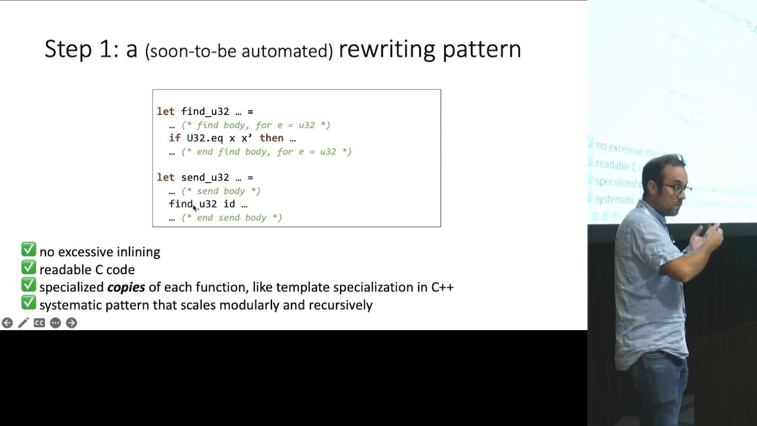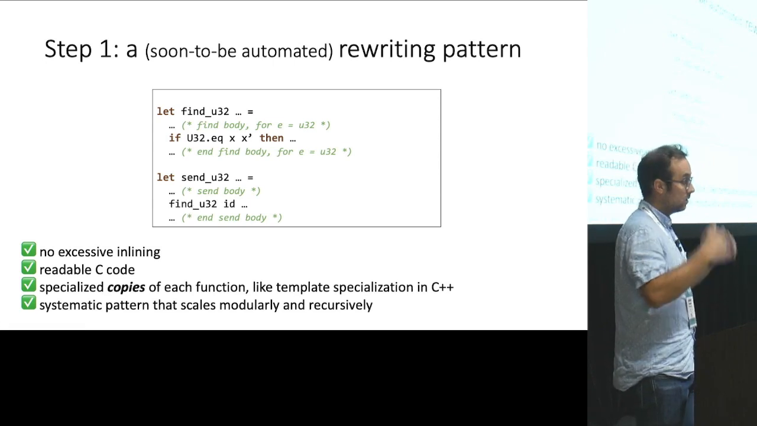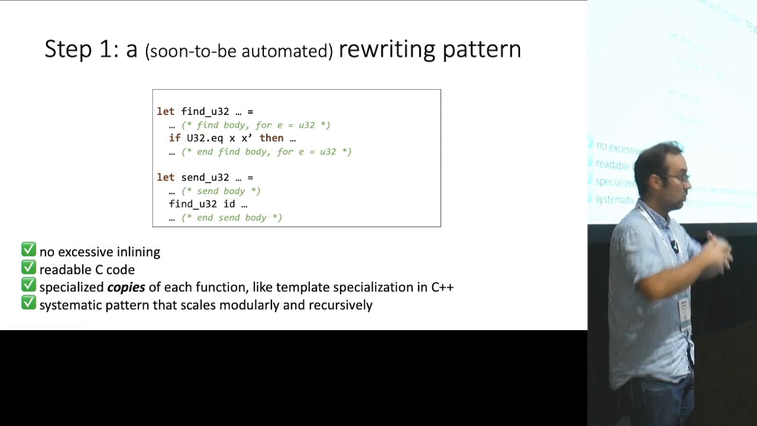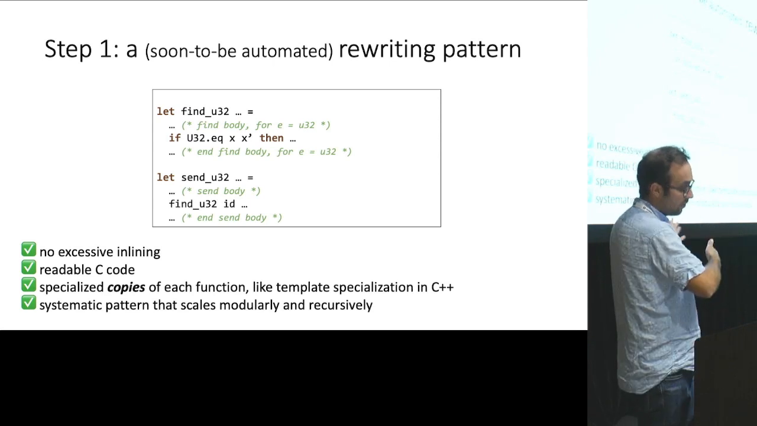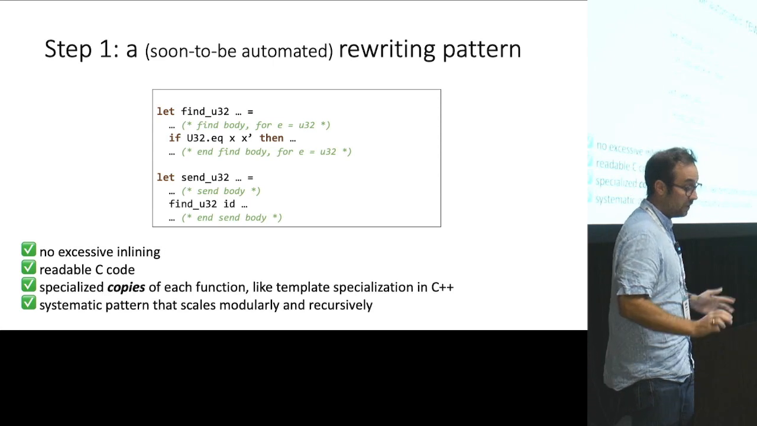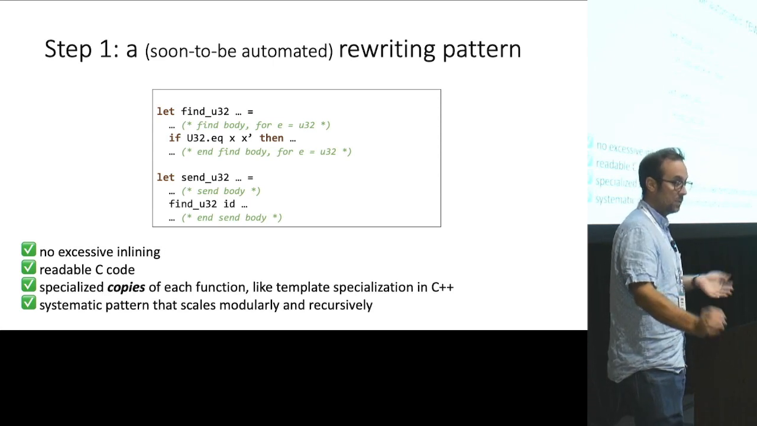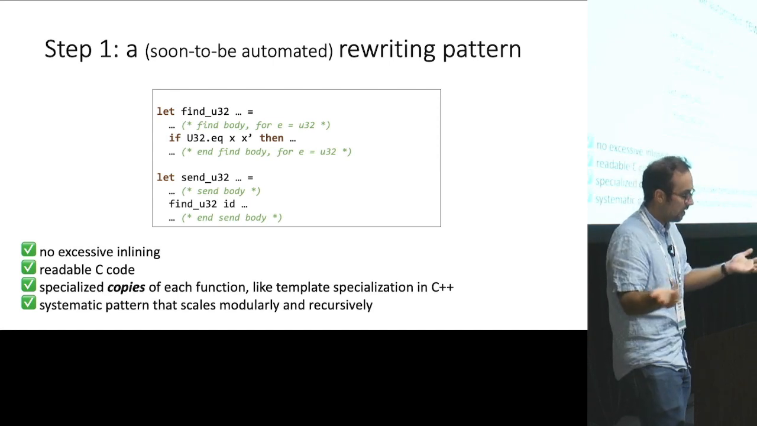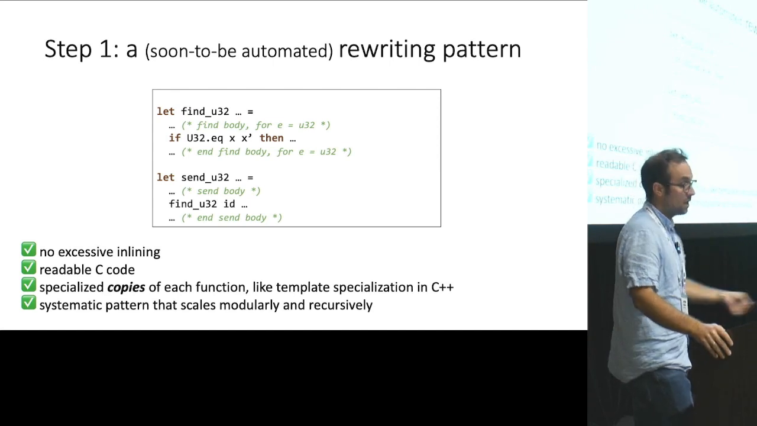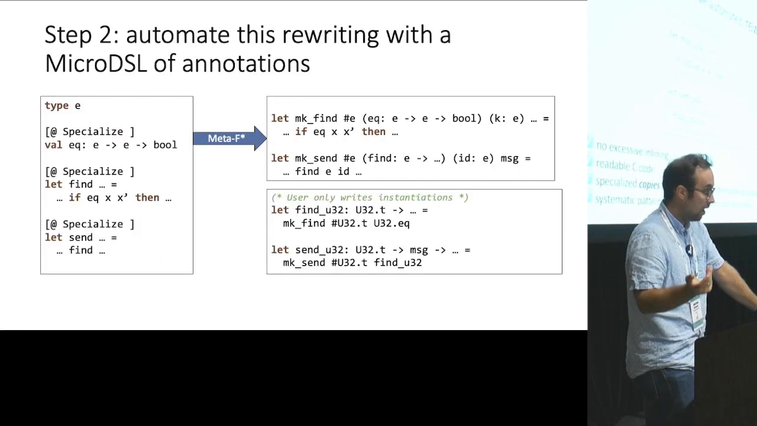With this, we managed to preserve the shape of the call graph. If I had find and send, I can specialize both find and send and give you a complete copy of the algorithm where every single function has its own specialized variant. That generates very readable C code. Once again, it's kind of like template specialization in C++. I've generated a copy of the entire call graph, and this is a systematic pattern that can scale. And so the step two, of course, is to automate that pattern.